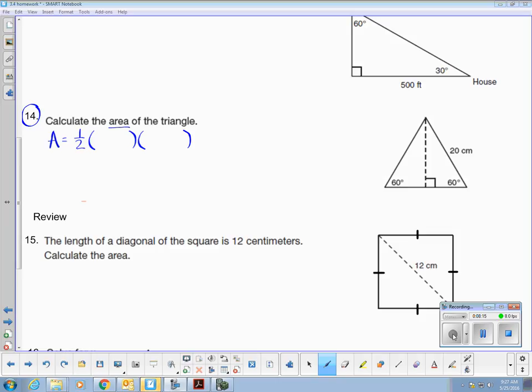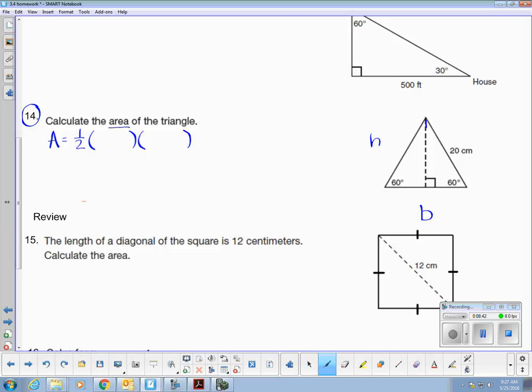So in number 14, I'm going to begin with the area of a triangle. And I notice that in this triangle, I do not know the base, nor do I know the height. So I need to find those two values. But what I do know is I have a 30, 60, 90 triangle. So let's take a look here.